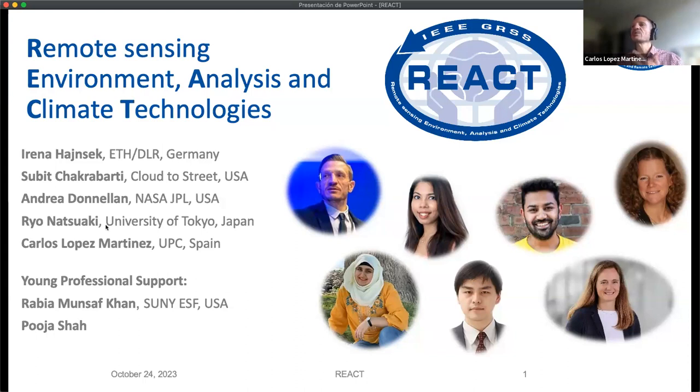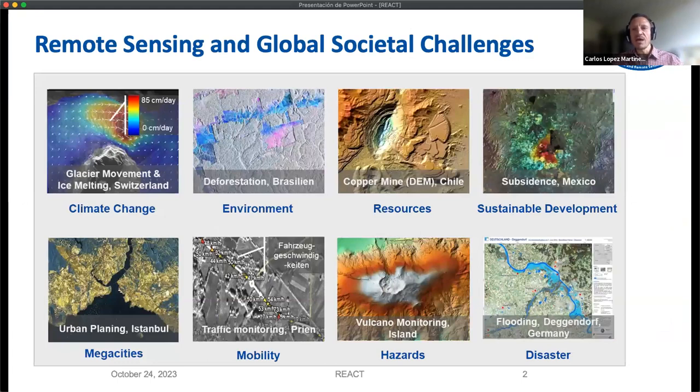So what do we do in this technical committee? As you know, today we have many societal challenges: climate change, environment, resource management, sustainable development, also megacities, mobility, hazards, disasters, all of them related with climate change. And in all these societal challenges, remote sensing may play a key role in monitoring and in obtaining information about these different challenges.